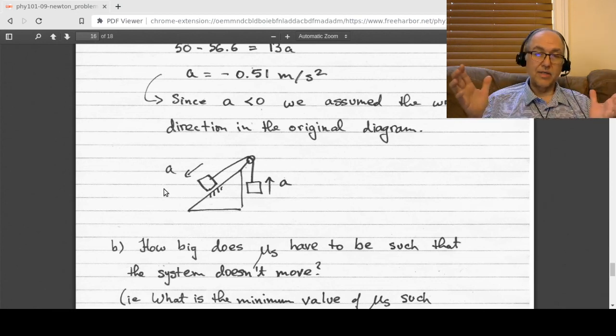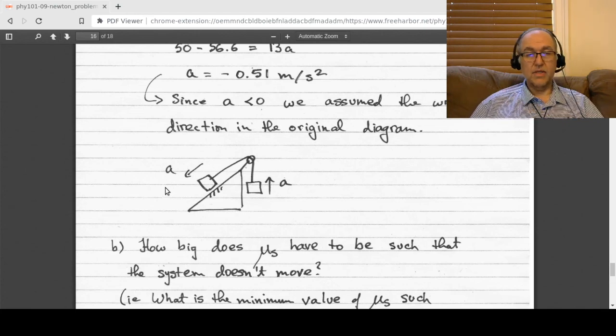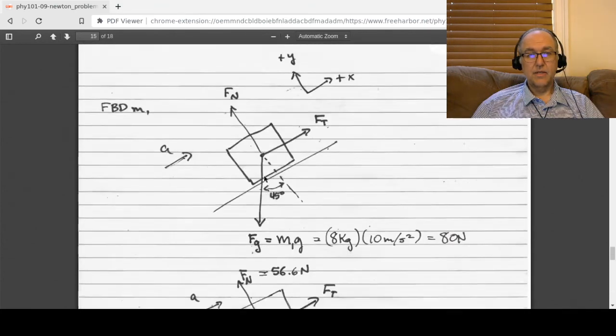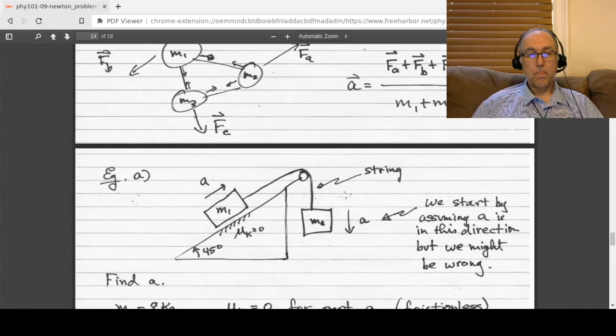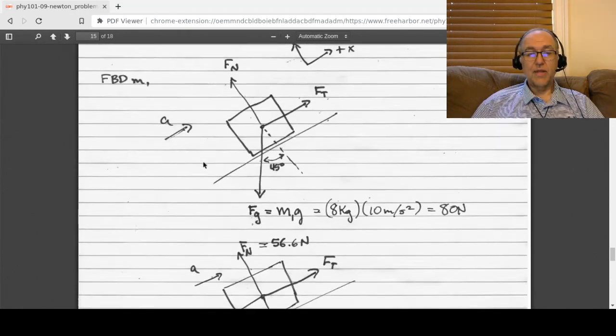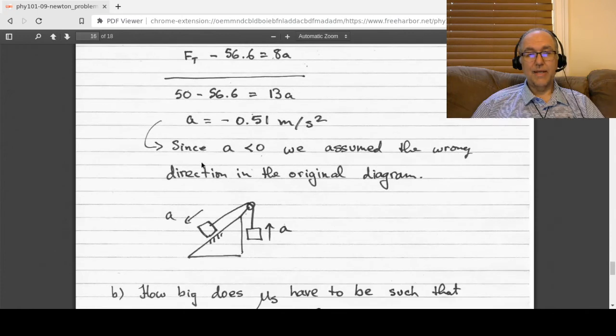So again, we started off with an assumption that the accelerations were going to be like this, with the arrows drawn here: M1 up the inclined plane, M2 straight down. It turns out that a turned out to be negative, so our assumption for the direction of a was wrong. Therefore, in reality, if we did the experiment, we would find a in the opposite direction. That is, M1 down the inclined plane and M2 vertically up.